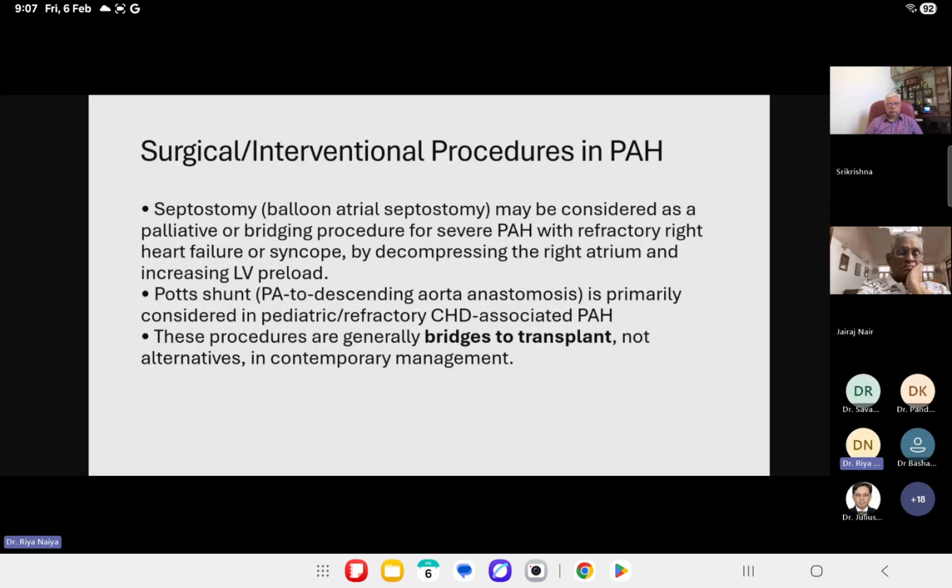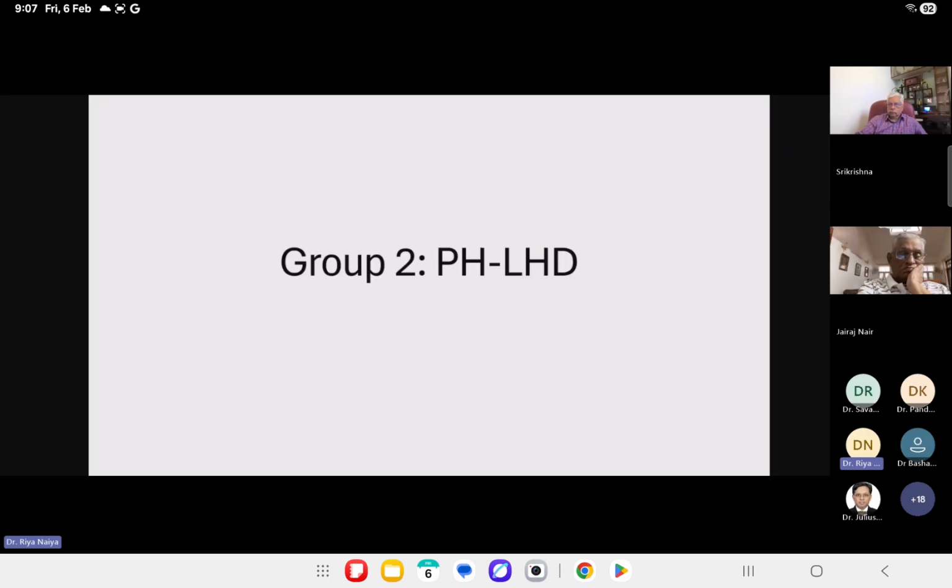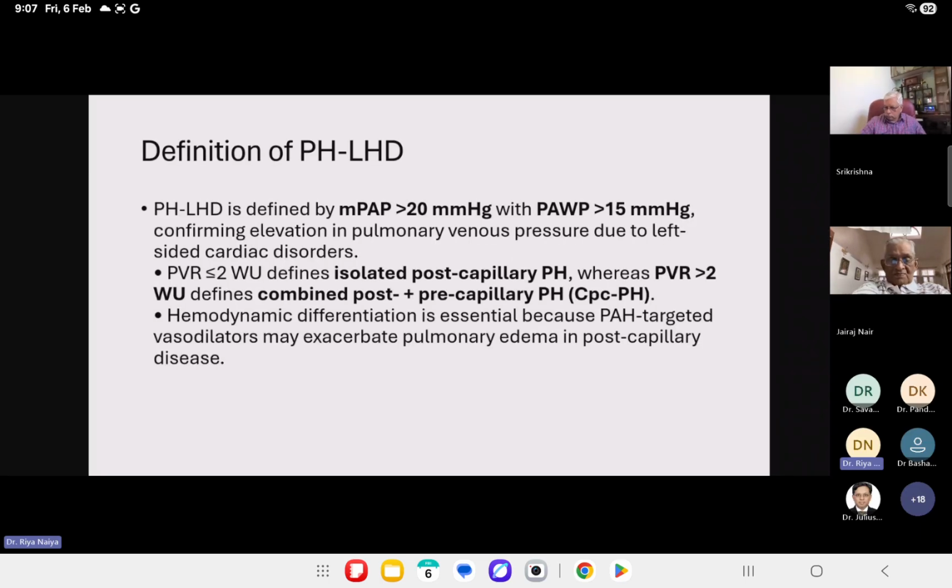That brings us to group 2, which is management of pulmonary hypertension with the cause being left heart disease. So this is defined by an MPAP of more than 20, a pulmonary artery wedge pressure of more than 15, which confirms the elevation in pulmonary venous pressures because of left-sided cardiac disorders. A PVR of less than or equal to 2 defines isolated post-capillary PH, whereas PVR of more than 2 usually defines a combined post plus pre-capillary PH.